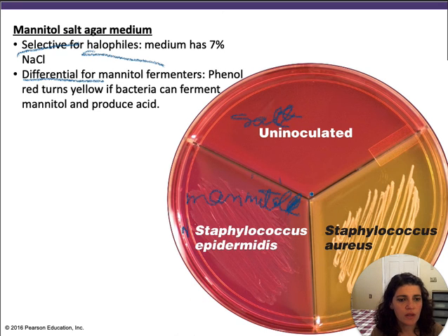Mannitol is a sugar. If the bacteria eat the sugar, they ferment and produce an acid. Because the medium has phenol red, you see, phenol red turns yellow when the bacteria ferment mannitol. So Staphylococcus ferments mannitol, produces an acid, and turns the phenol red, which is a pH indicator, yellow. The same one we use for the fermentation medium that I told you about in chapter 5. Staph epidermidis cannot ferment mannitol, so it doesn't change the color to yellow. Okay, so that's the differential part of the medium. Can distinguish bacteria that can grow in this medium.